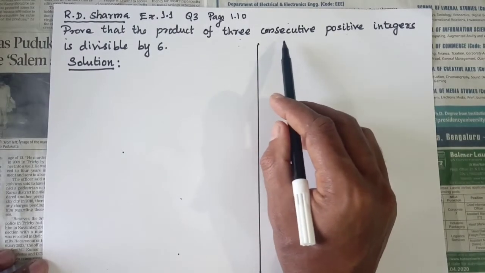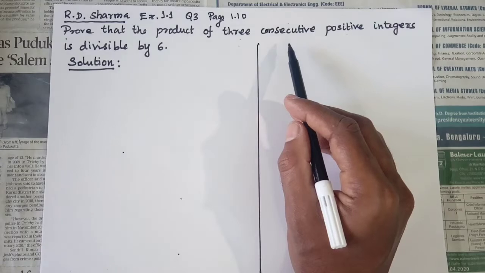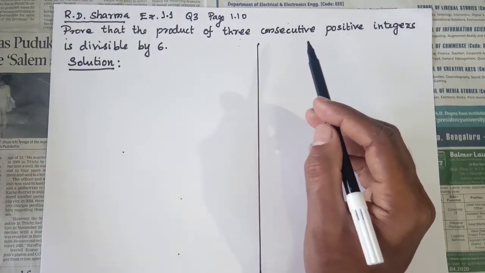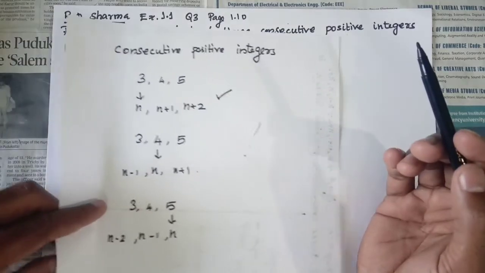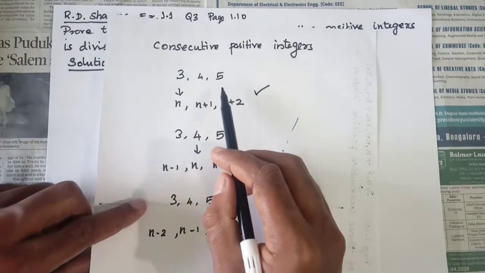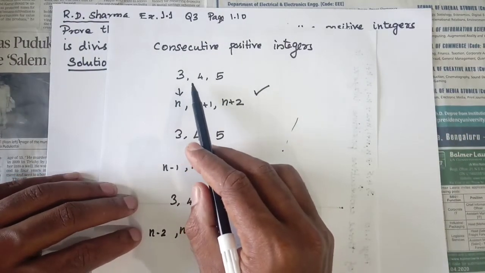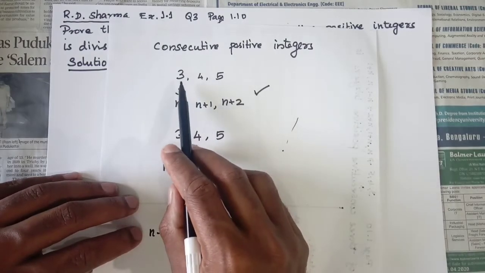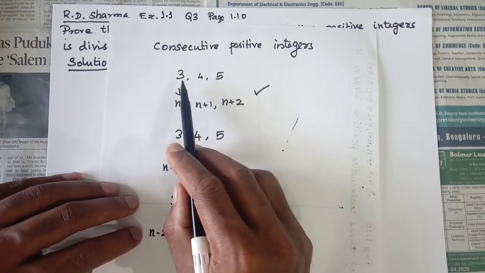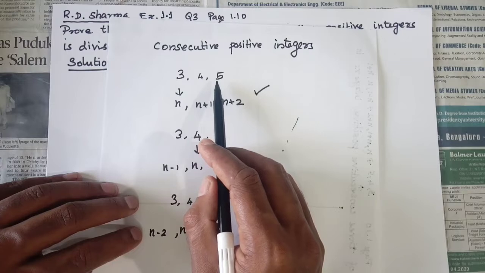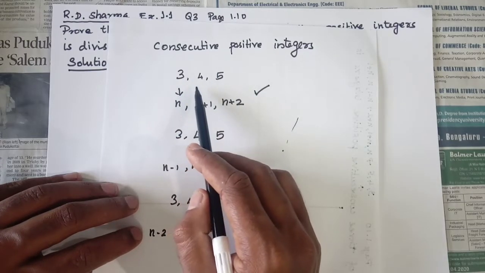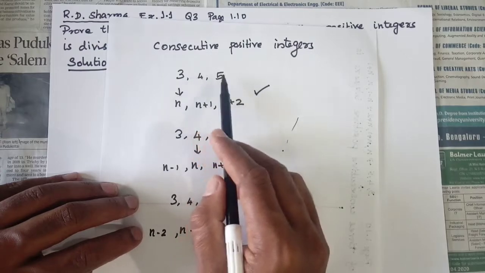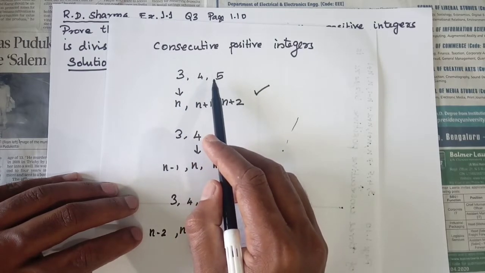Here it is said that three consecutive numbers. Let us first understand what is the meaning of consecutive numbers. Consecutive numbers means three neighboring numbers, or numbers very next to each other. So for 4, 3 and 5 are neighboring numbers. Here the difference between these numbers is 1.